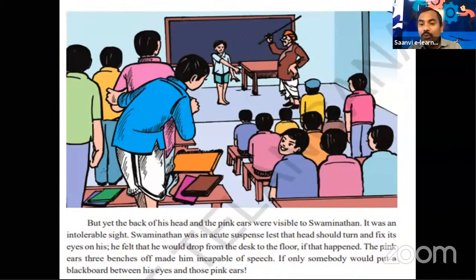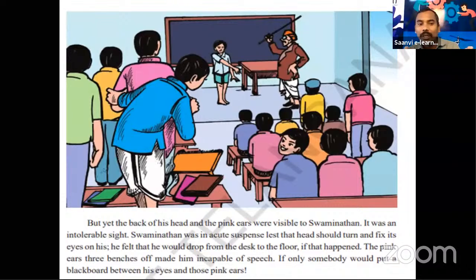Let that head turn and fix its eyes on his. So Swaminathan hoped that Rajam would turn his head and look at Swaminathan. But is Rajam looking at him? Rajam would never look at him. Rajam didn't want to help Swaminathan in this situation. Nobody can help Swaminathan because just in front of them, who was standing there? The fierce headmaster was standing there. He felt that he would drop from the desk to the floor if that happened.